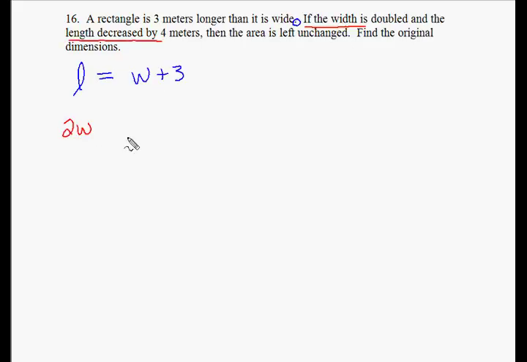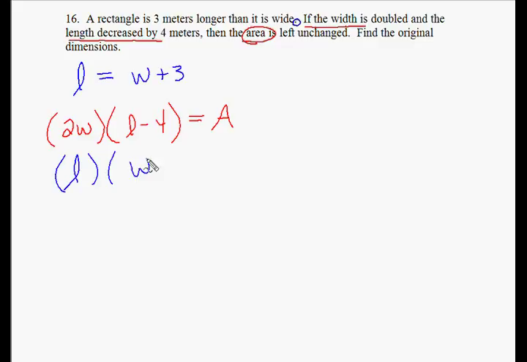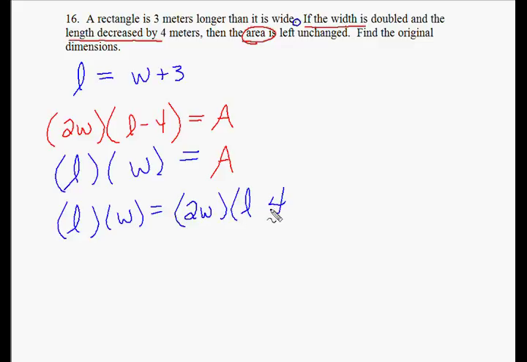and the length is decreased by 4, that's L minus 4, then the area is left unchanged. Well, wait a minute. How do you find area? For a rectangle, it's the width times the length is equal to area. And our first rectangle that we were talking about, we could also take the length times the width and have the area. So what they're saying is the areas are unchanged, which means that L times W is equal to 2W times L minus 4.